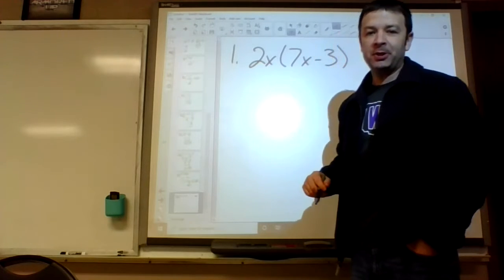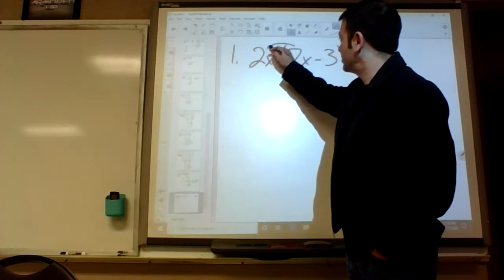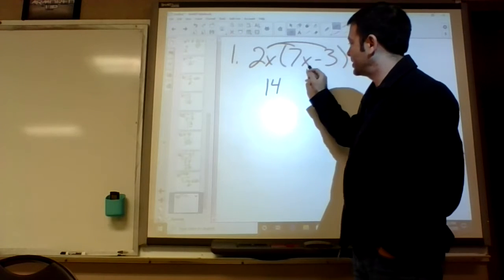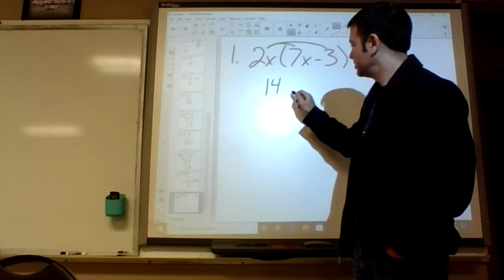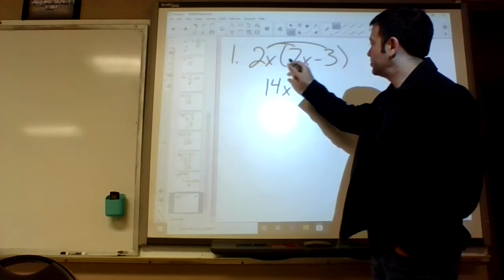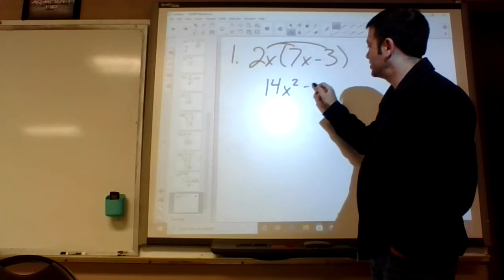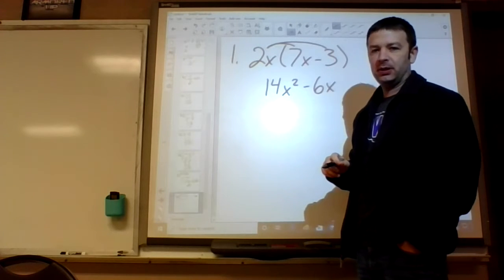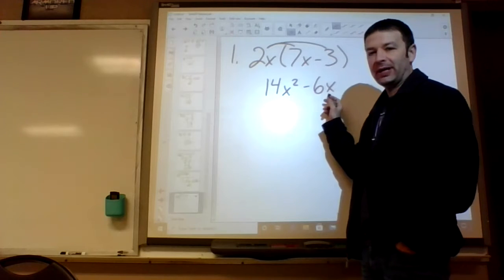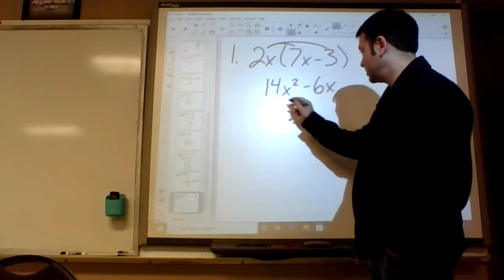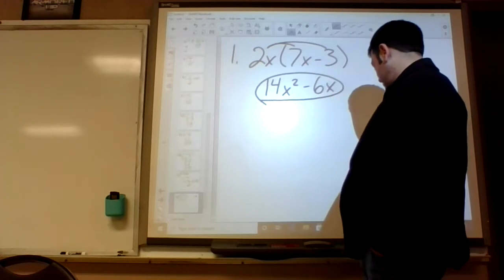Okay, so this would just be the distributive property. Multiply both of those out. 2 times 7 is 14. x times x is x squared. And then 2x times minus 3 would be minus 6x. And those don't add together because they're not like terms. So that's the end of that one.